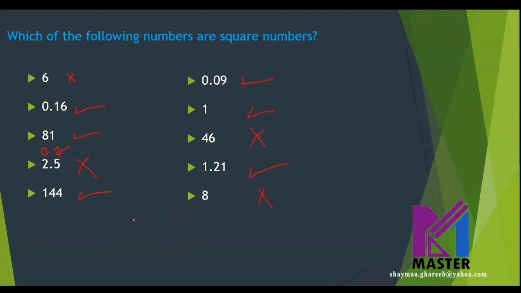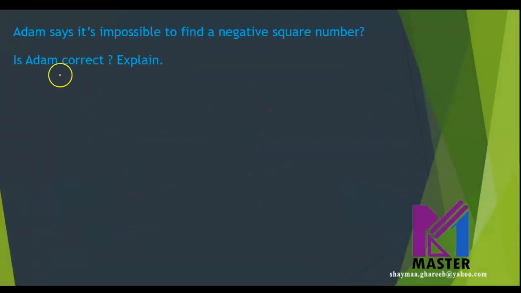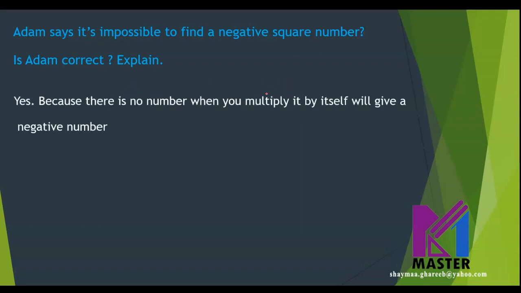Now, let's see one more question. Adam says it's impossible to find a negative square number. Is Adam correct? Explain. What do you think? Can we find a negative square number? Of course not. So Adam is correct. It's impossible to find a negative square number.